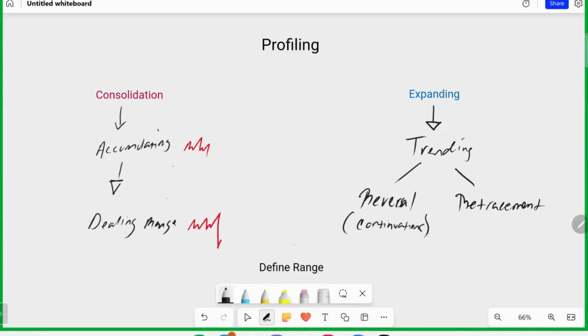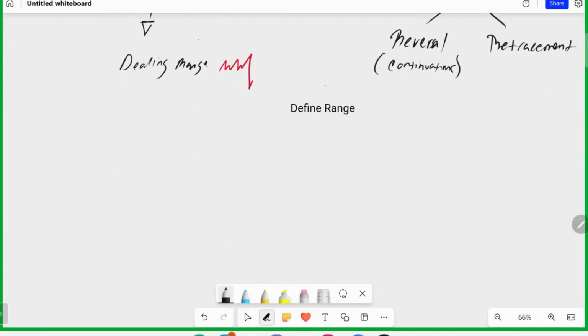All right. So profiling the market: consolidations, expansions. Consolidating is where price accumulates, leads to dealing ranges potentially, and then obviously consolidations will lead to expansions, where we have trending markets, and those two pieces of that are reversals and retracements. All right. Now, once I understand this, and we arrive at that, we understand the current order flow, what I'm going to do is define the current price range. All right. And all of this is being done on a higher time frame chart.